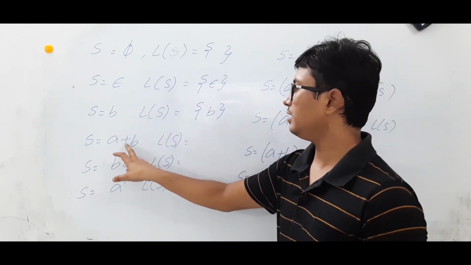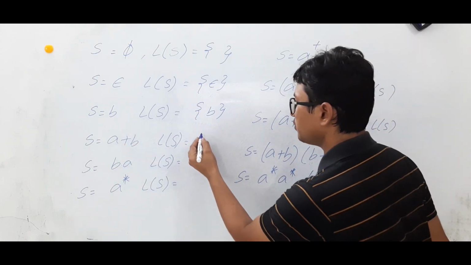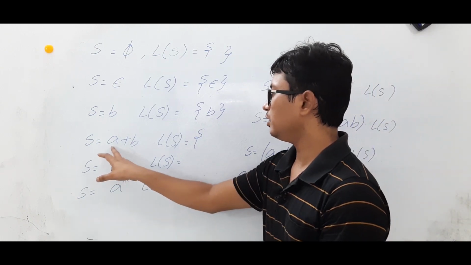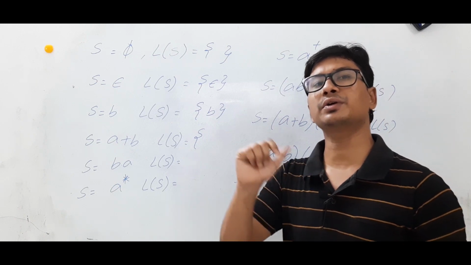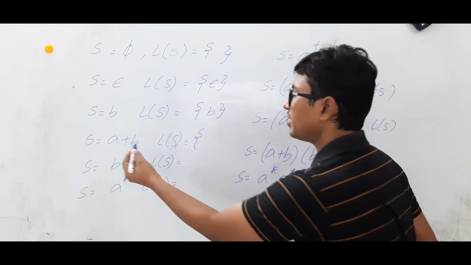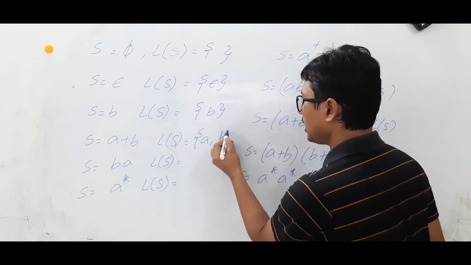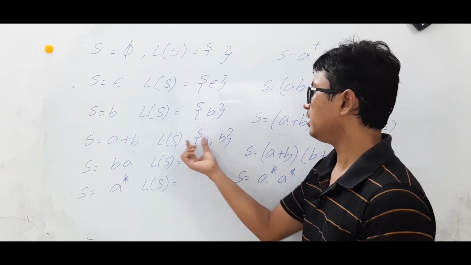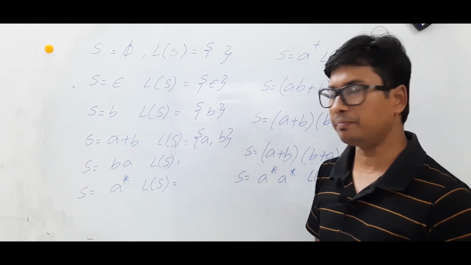If it is the union operator, a union b, as I said earlier, it means that either you can take a or you can take b. If I take a, I will get a. If I take b, I will get b. So these are the strings we can find, and this is the language. The language consists of two strings, a and b.